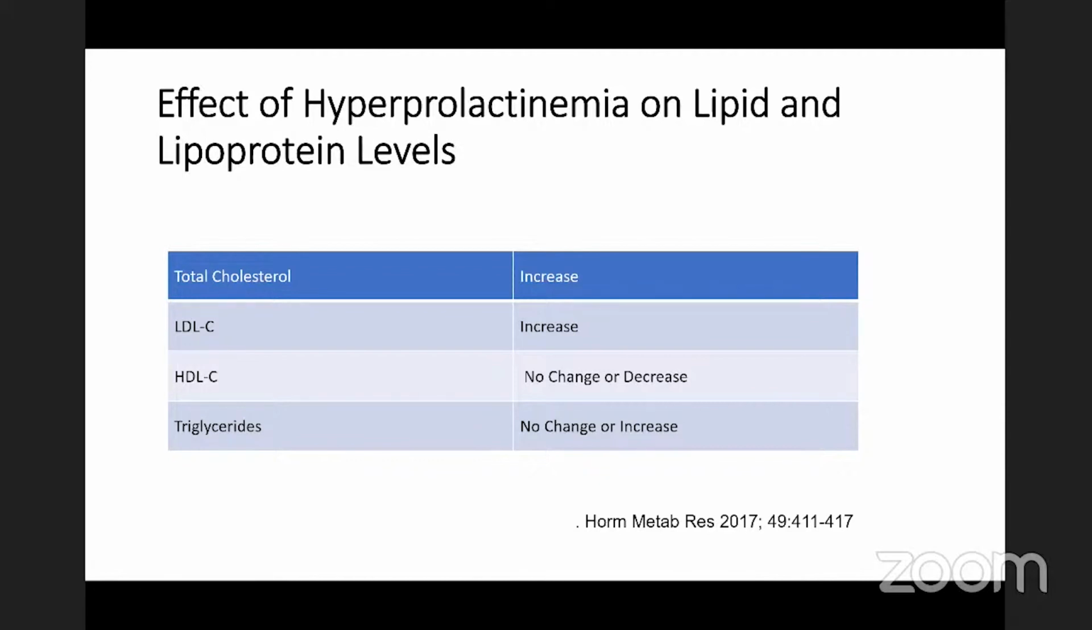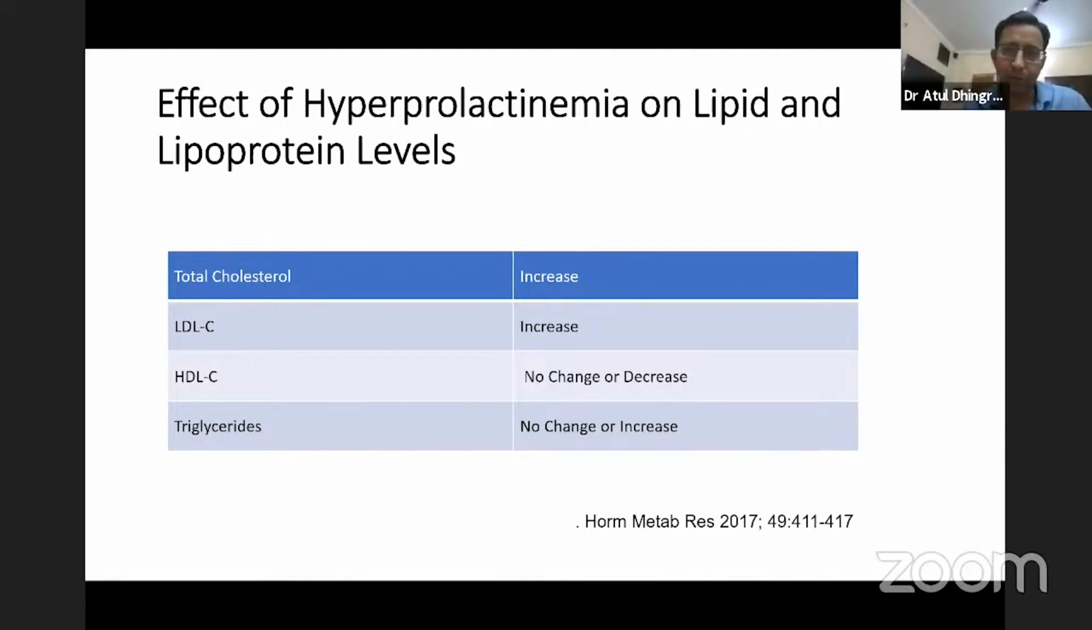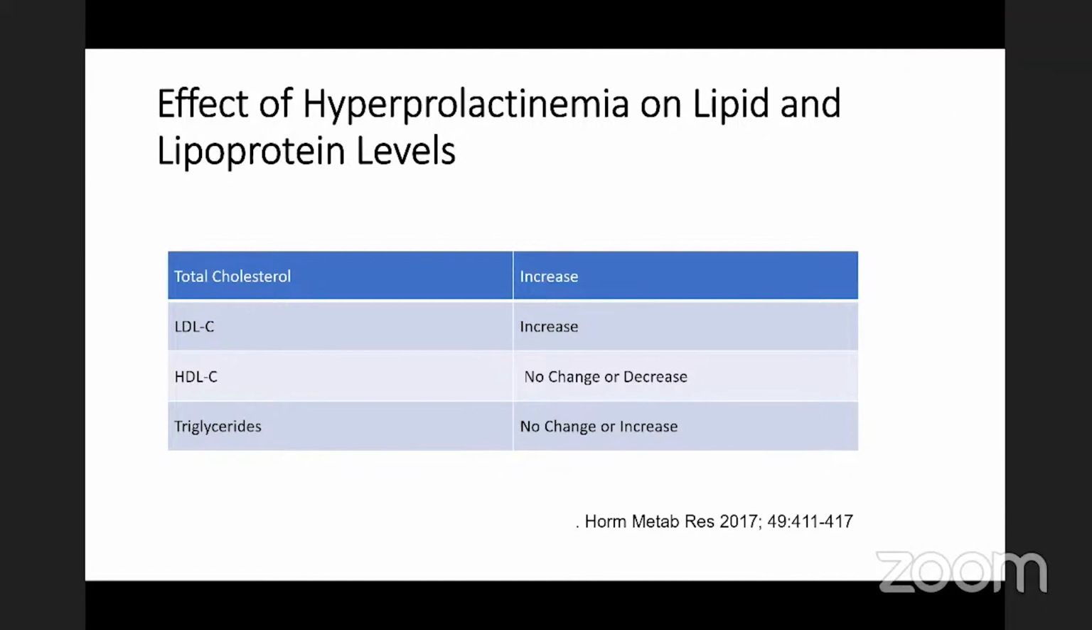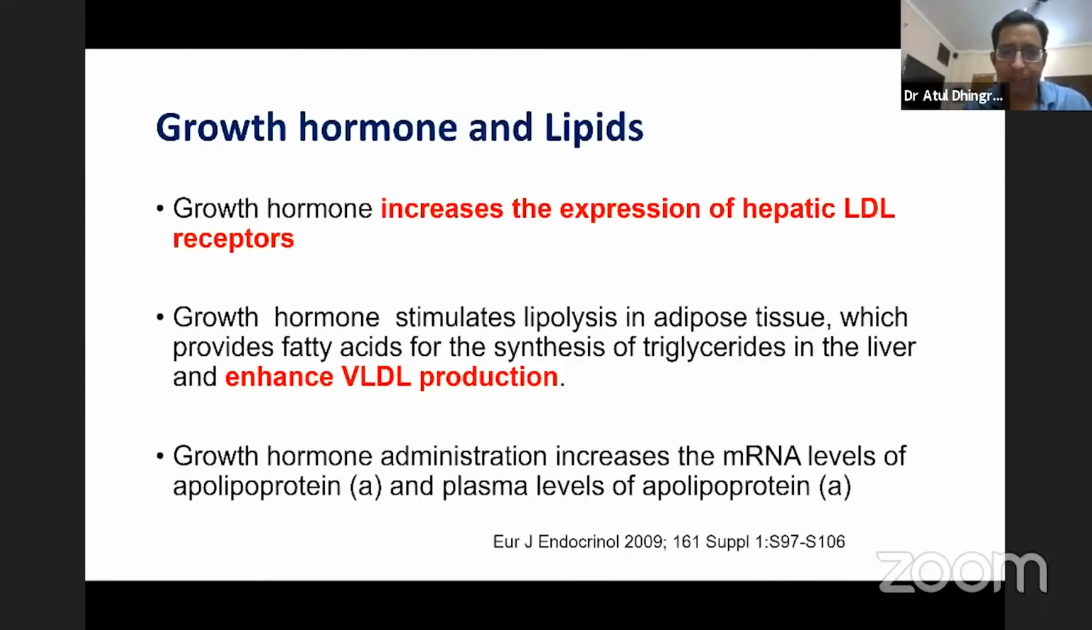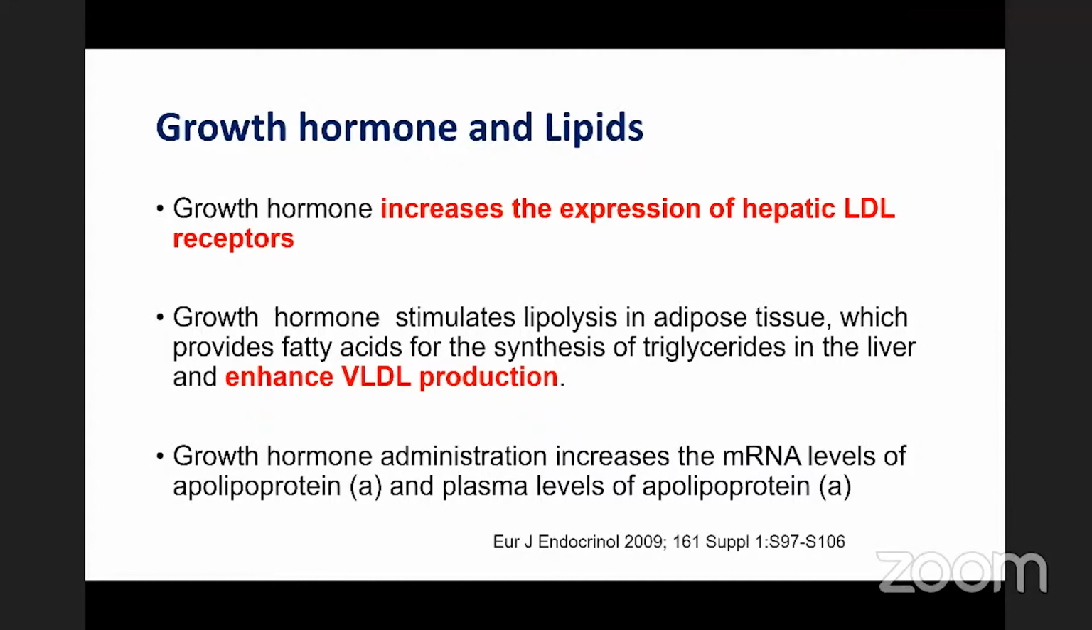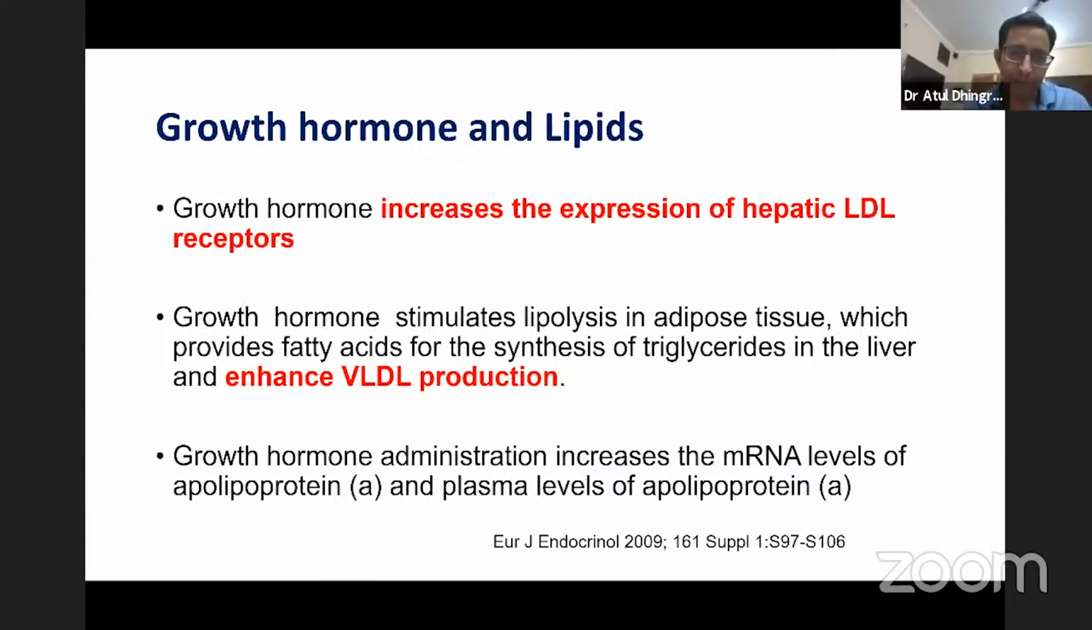Yeah, sure. So if we look into the effect of the thyroid hormone, total cholesterol increases, the LDL cholesterol increases, but there is no appreciable change in HDL or triglyceride levels. Coming to growth hormone, it increases the expression of hepatic LDL receptors, and this is also seen at the genomic level, thus reducing LDL levels, which is seen in patients with acromegaly.